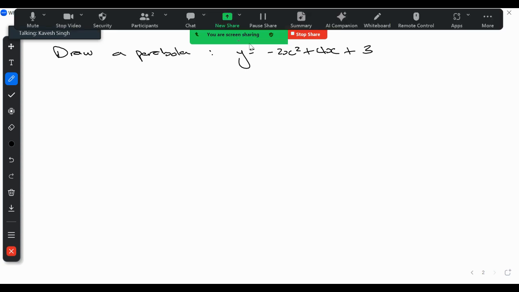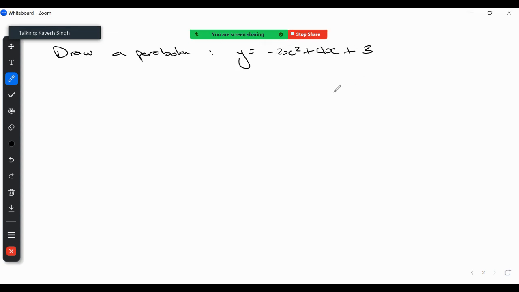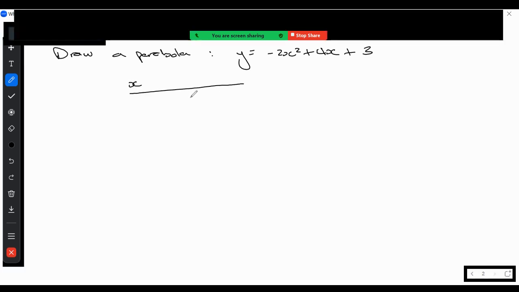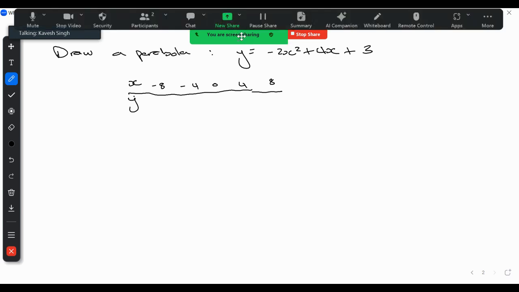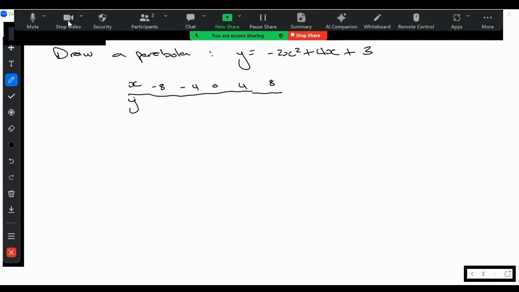The best way to draw any graph at any point in time is to always maybe just jump into a table of values. So if you can provide some x values, provide some y values. So let's choose random x values. Let's say negative 3, or let's go bigger, negative 8, negative 4, 0, 4, and 8, and let's keep it up in fours. Let's put that on a calculator and see what you get for that.